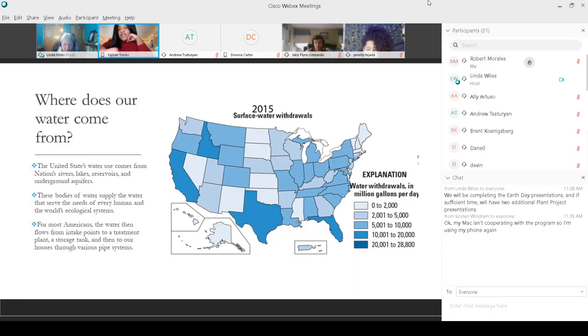And to the right, you can see the United States of America and certain places where there is more use of water than others. Okay. Most of those are agricultural? Mm-hmm. Okay.